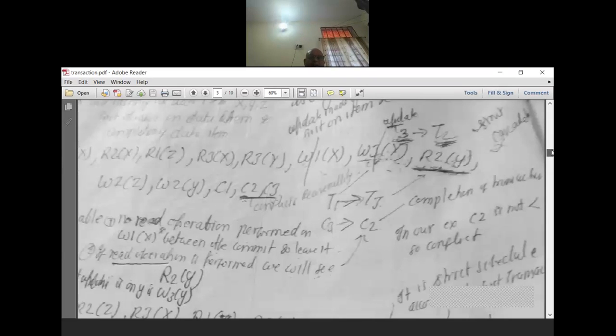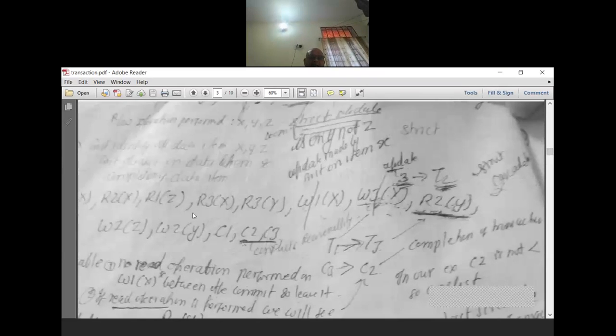Now I will show you this example. You can see it: R1(X), R2(X), R1(Z), R3(X), R3(Y), W1(Z), W3(Y). All these things are written over here. You can see R1(X), R2(X), R3(X), then W1(X), W3(Y), R2(Y), W2(Z), W3(Z), and then C1, C2, C3.